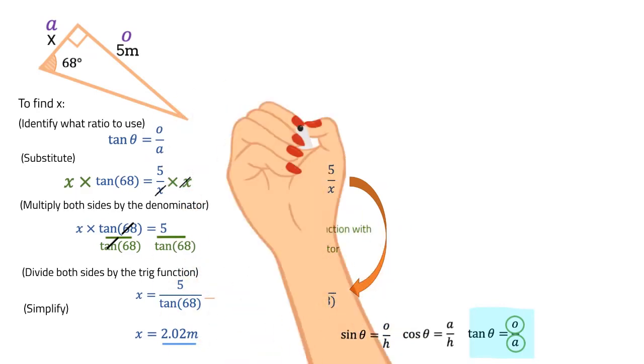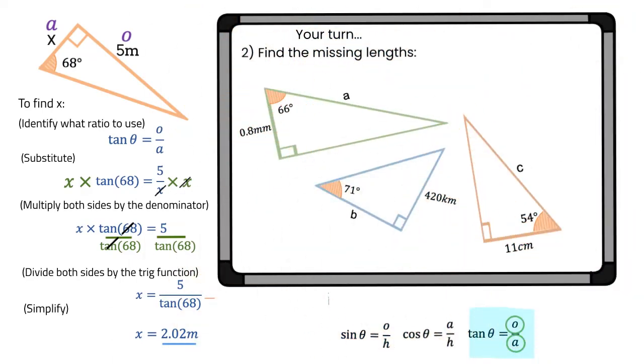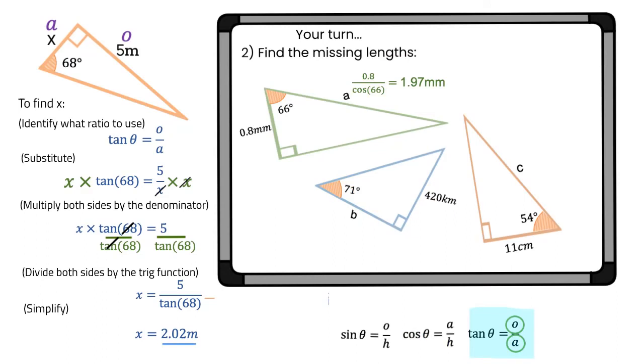Now it's your turn. Find the missing lengths on these 3 right angle triangles. Pause the video now. Here's your last step and solution for each question. Check your answers. Well done if you got all of those.